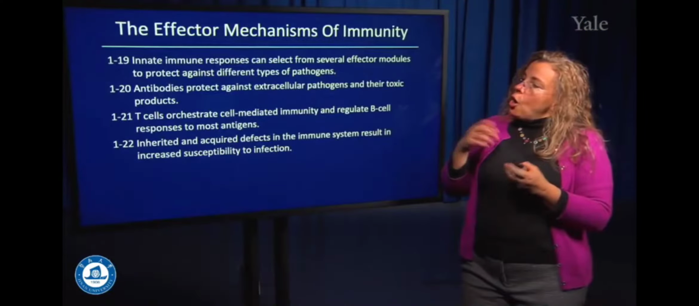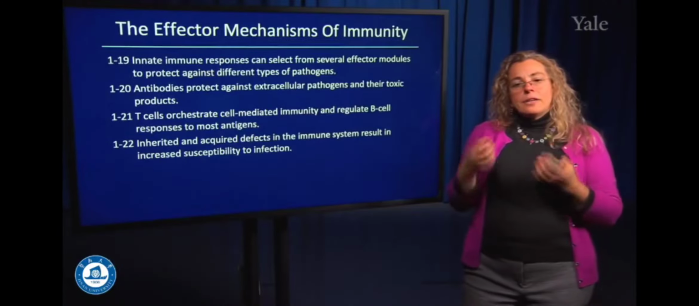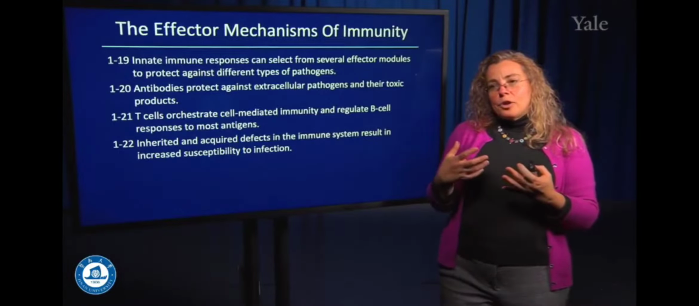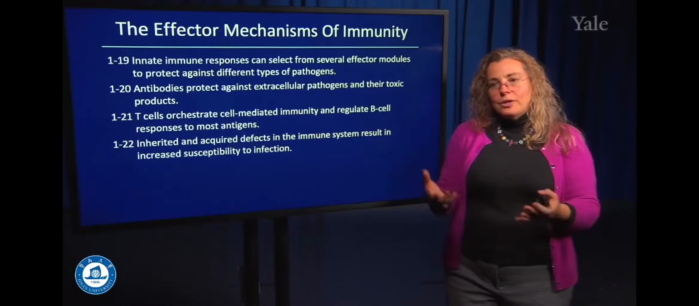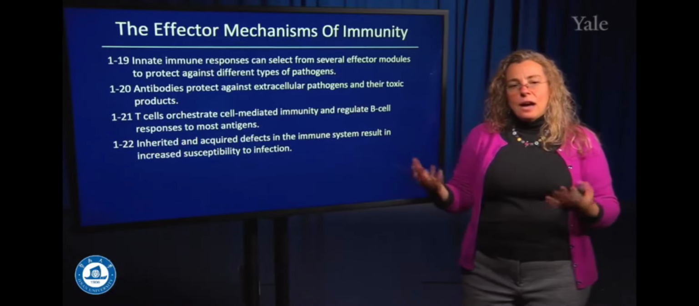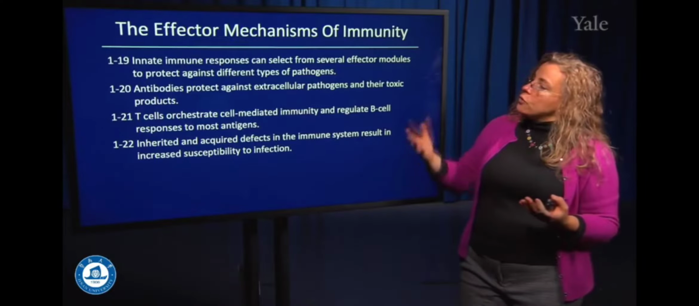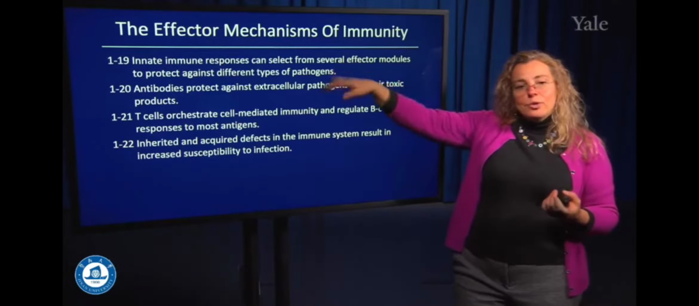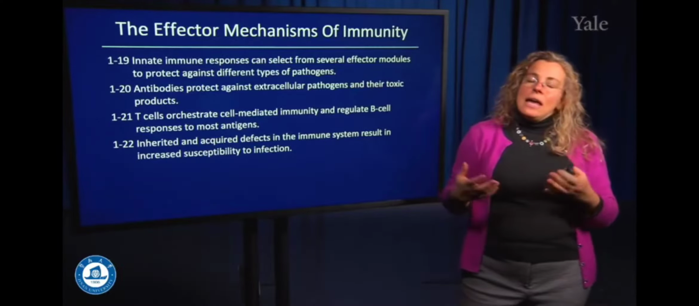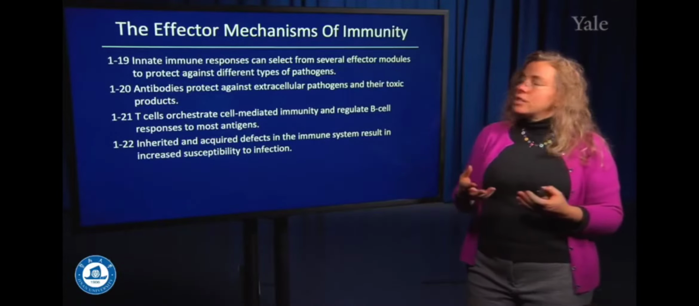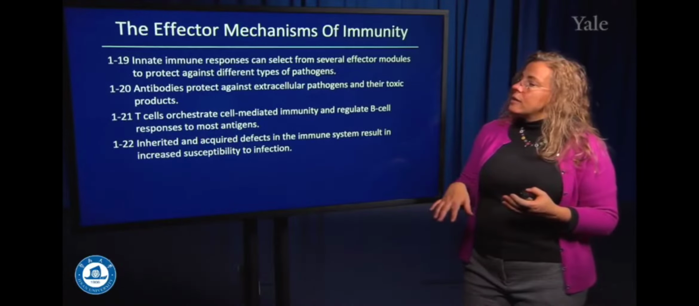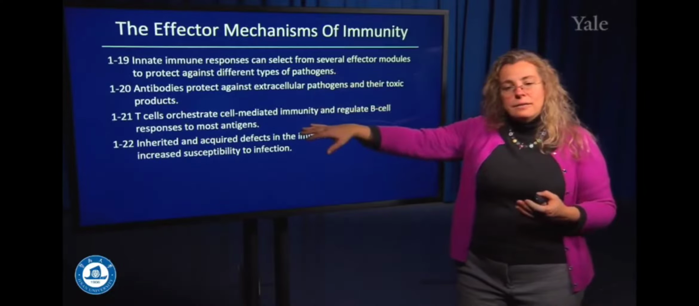Okay, so overall, effector mechanisms of immunity. So effector mechanisms are sort of once the immune system's alerted, what does it actually do? How does it have an effect on the infection? Now, of course, first, the innate immune response has an effect. It can kill pathogens. It can eliminate some of those pathogens. Then it alerts the adaptive immune response, and you get antibodies and T cells that can help to kill pathogens.